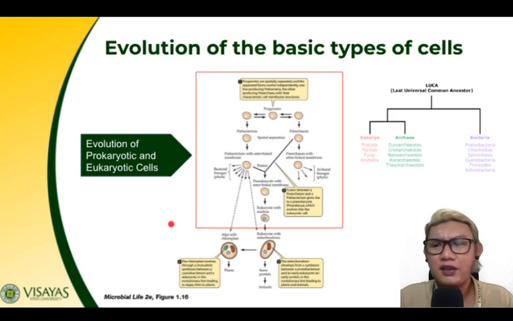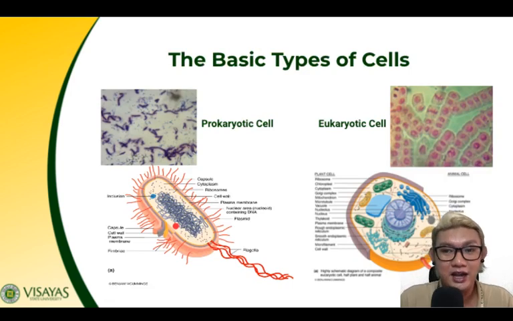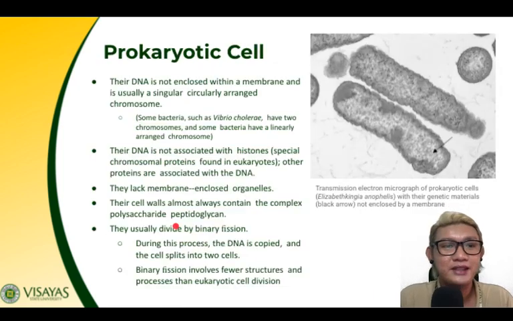I think I have already discussed this many times in our genetics and cell and molecular biology courses. Because of these events, the two basic types of cells have arisen: the prokaryotic cell and the eukaryotic cell. We've talked a lot about the eukaryotic cell during the cell and molecular biology courses, so this time we'll be focusing more on prokaryotic cells.